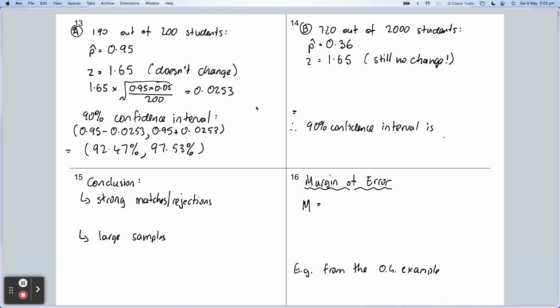So we've got 1.65 multiplied by the square root of, in this case, 0.36 multiplied by 0.64, all over, not 200 this time, but all over 2,000. Now have a think about what that might mean. If I've got effectively the same calculation as I did in the original example, except that my denominator here is 2,000 instead of 200, what does it mean about this value here?